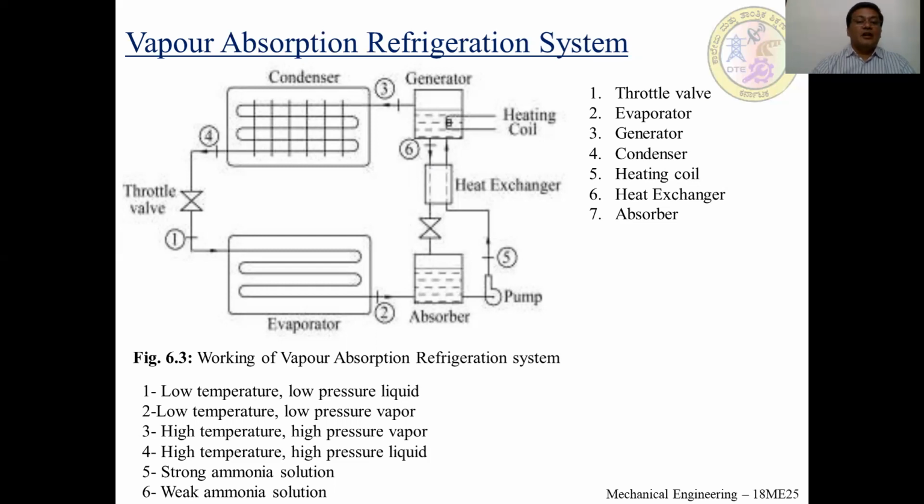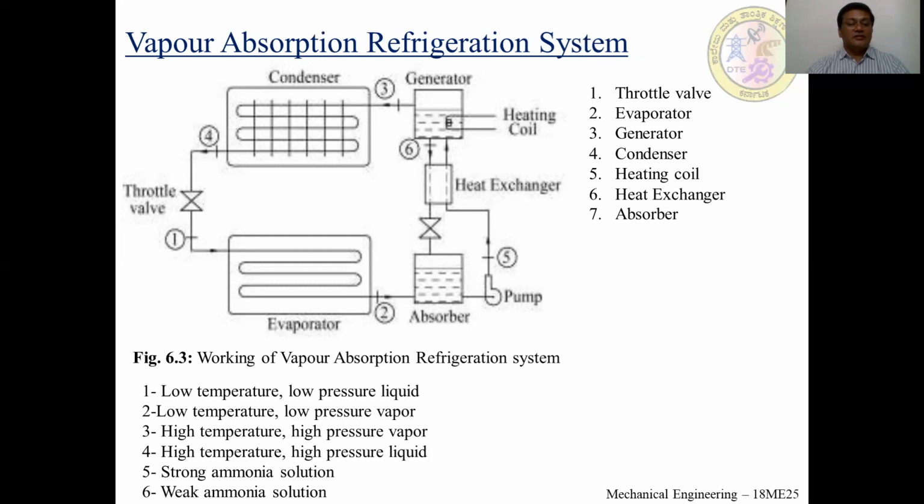In the generator, by using an external heating source, the strong ammonia solution is separated into vapor. That separated vapor, due to heating, is at state point 3. State point 3 is high temperature, high pressure vapor. After heating, we separate the vapor and send it to the condenser, where there is a variation in the latent heat.